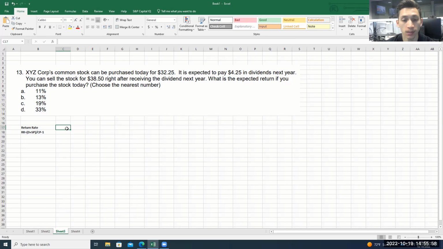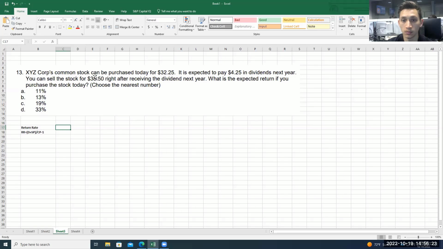All right, number 13. XYZ Corp's common stock can be purchased today for $32.25. It is expected to pay $4.25 in dividends next year. You can sell the stock for $38.50 right after receiving the dividend next year. What is the expected return if you purchase the stock today?